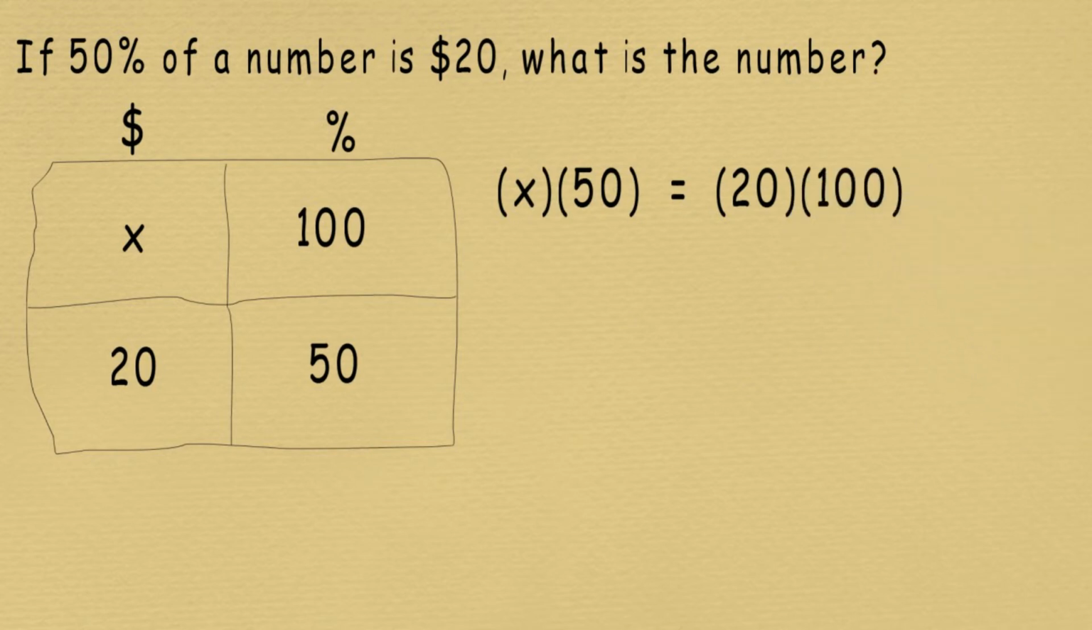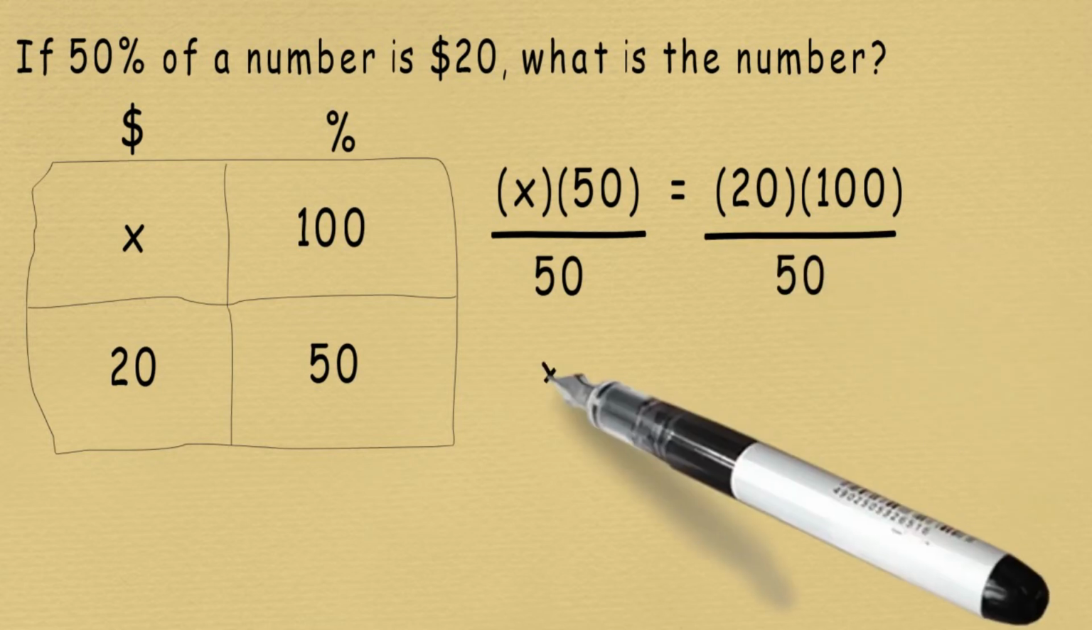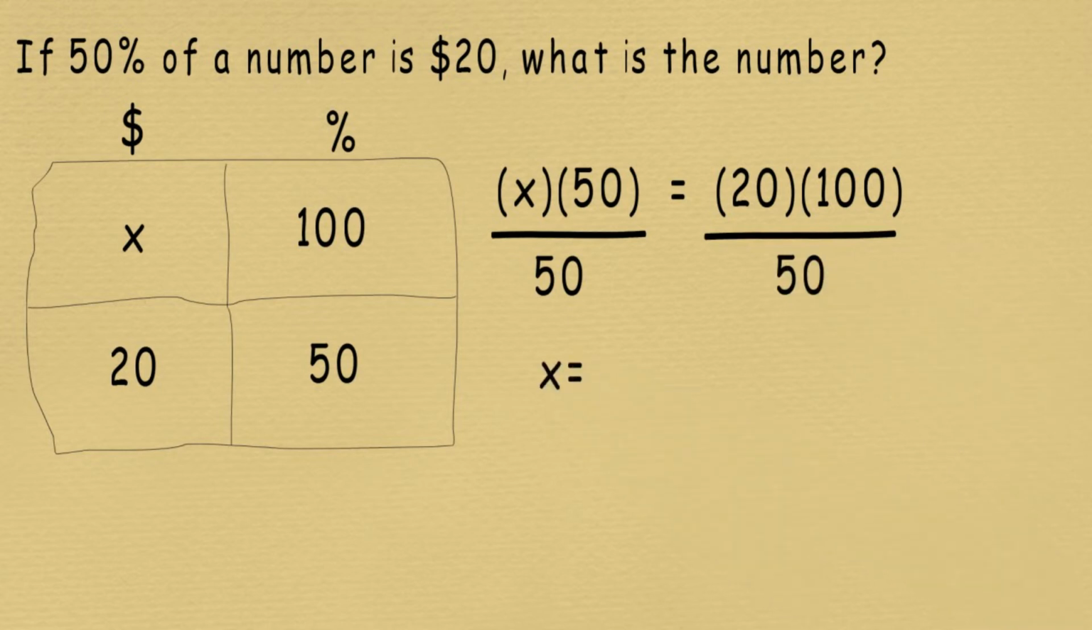Now I'm going to do simple arithmetic. I'm going to divide everything by 50 to have the x by itself, and that way I can solve for x. So I divide the left side of the equation by 50 and the right side of the equation by 50. And I end up with x by itself equals, if we do the math, $40. Okay, and so that is the answer. So 50% of $40 is $20. And that makes sense, doesn't it? Because 50% is half. So it's like saying half of $40 is $20.